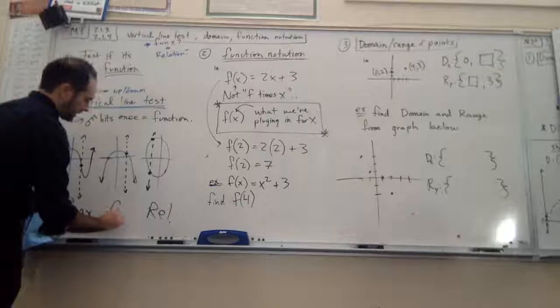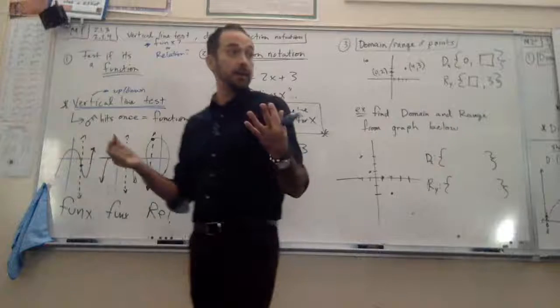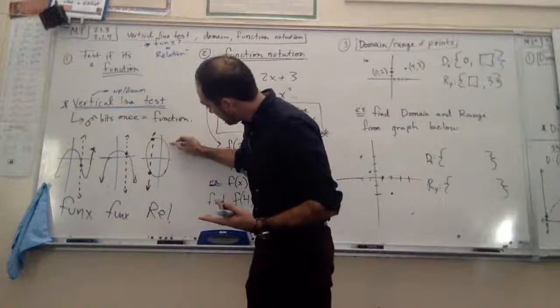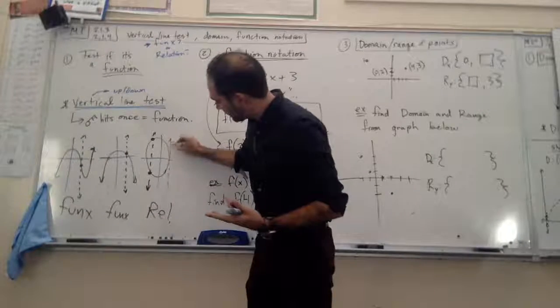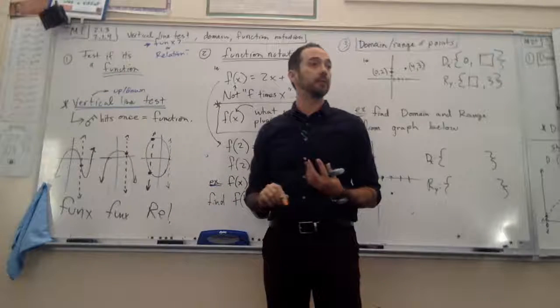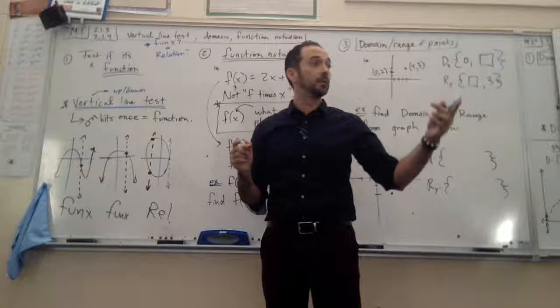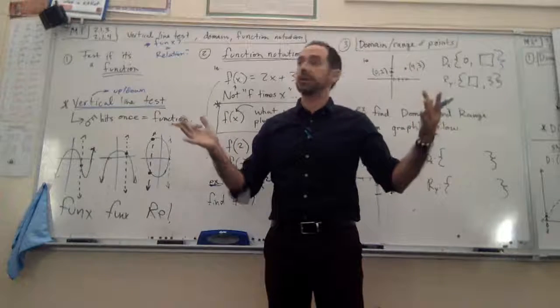This one's a function. But what if you said, well, what if I make my vertical line right here, and it just touches our ellipse at one point? Wouldn't I be able to say that's a function? No. It touched once. Why is it not a function? Because it still touches twice in other spots.